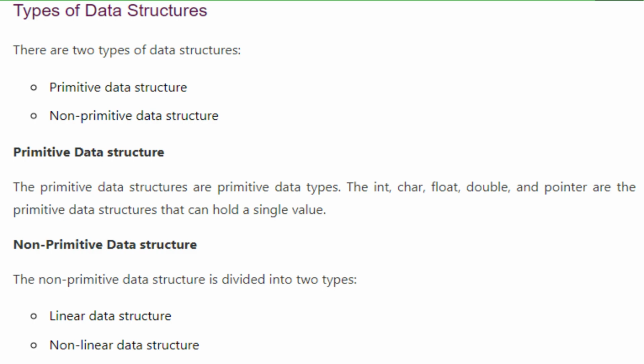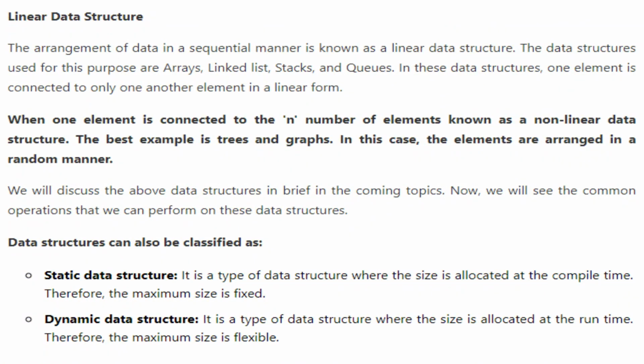So the second type is non-primitive data structure. The non-primitive data structure is divided into two types. The first one is linear data structure and the second one is non-linear data structure. Now what is linear data structure? The arrangement of data in a sequential manner is known as linear data structure. The data structures used for this purpose are arrays, linked lists, stacks, and queues. In this data structure, one element is connected to only one other element in a linear form. Again, in a linear form. In this image, as you can see, the linear data structure in a graphical way.